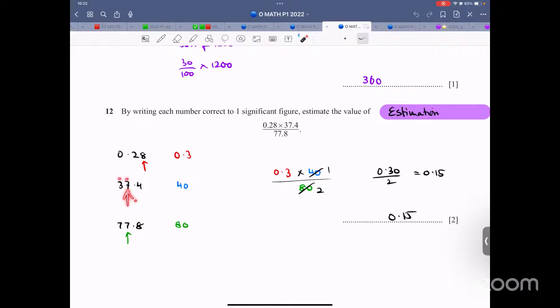So 37 lies between 30 and 40, so it's closer to 40. 77.8 lies between 70 and 80, so it's closer to 80. Again, this is the second significant figure. For the first one, 0.28 lies between 0.2 and 0.3. So this is 0.3, this is 40, this is 80, this simplifies to 0.15. That is an estimation question.